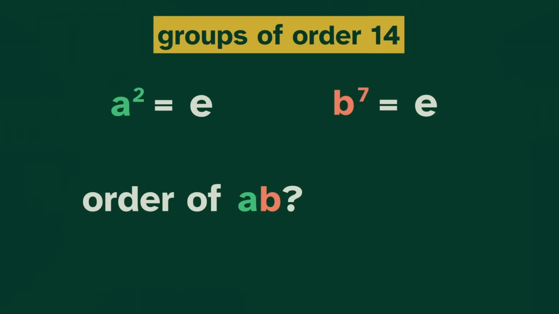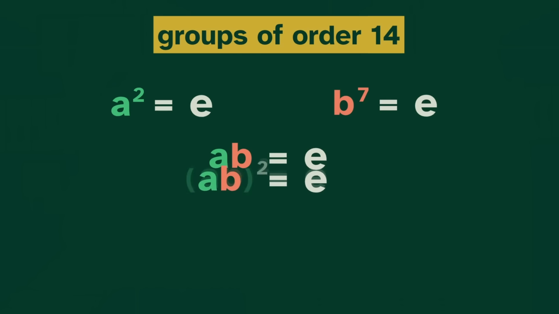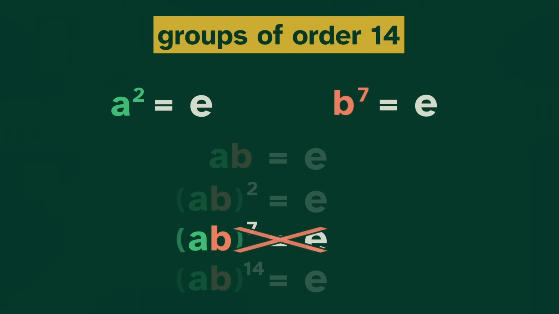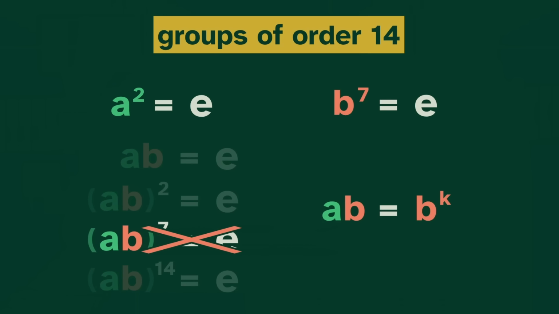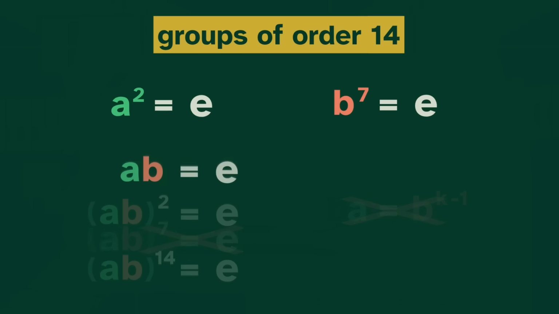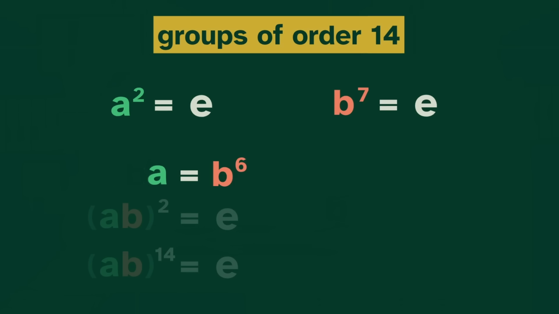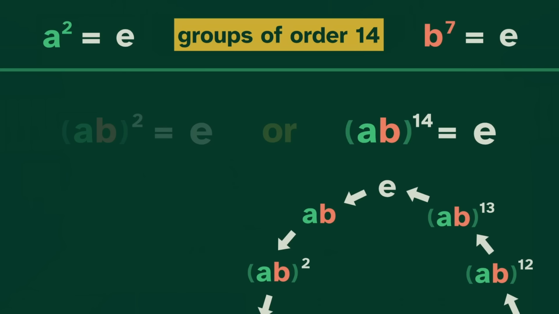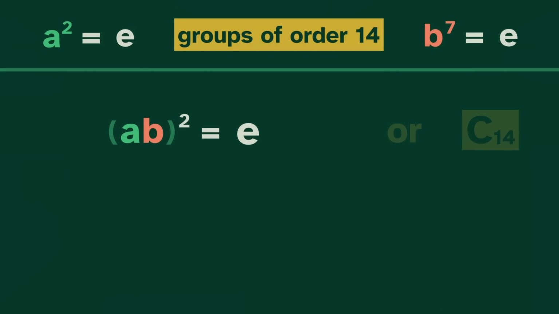The order must divide 14, so it can be 1, 2, 7, or 14. But 7 won't work, because that would put AB in the 7 subgroup, meaning that it's a power of B. But that would mean that A is a power of B, which it's not. The order also can't be 1, for the same reason. So it's either 2 or 14. If it's 14, then the powers of AB form a 14 cycle. It's C14. Yep. And if the order is 2, then ABAB is neutral.